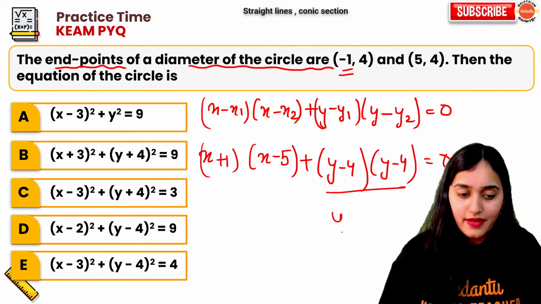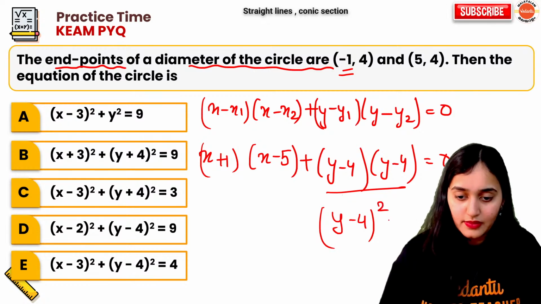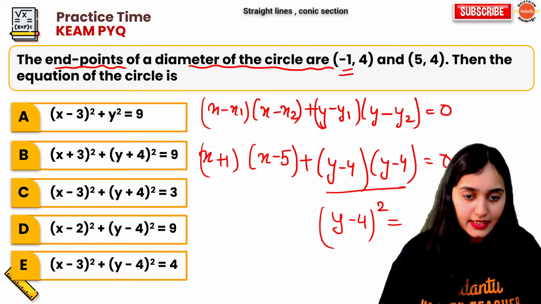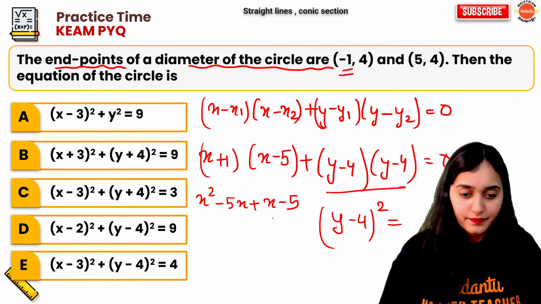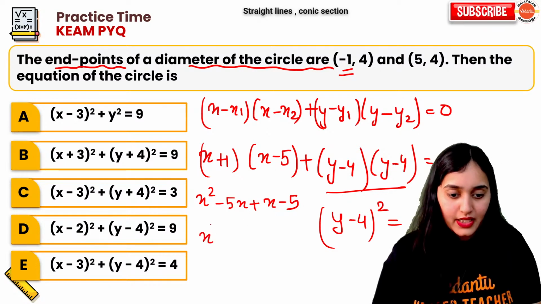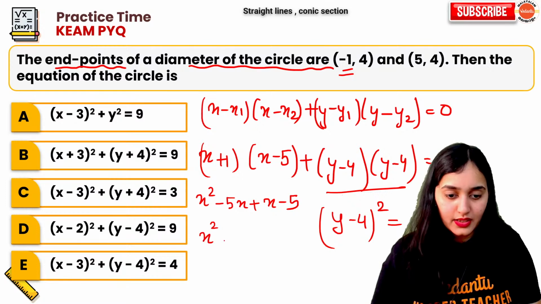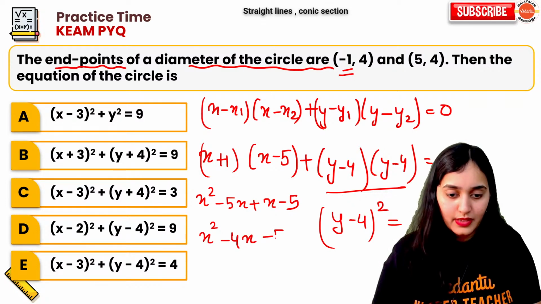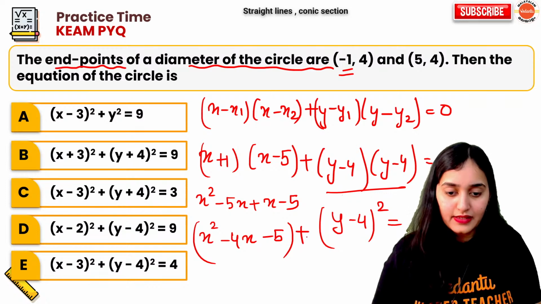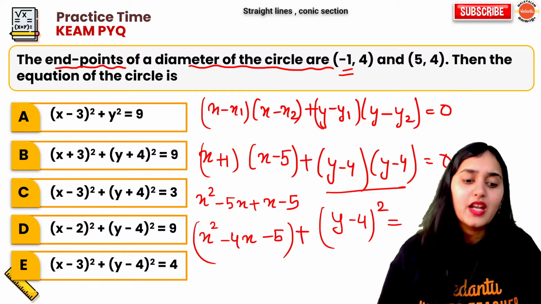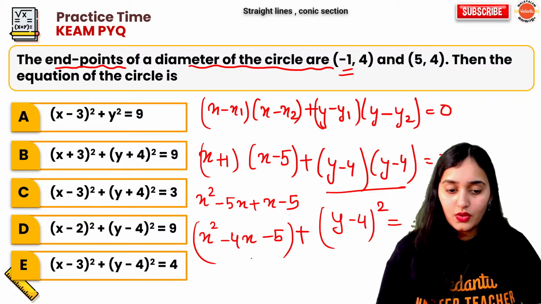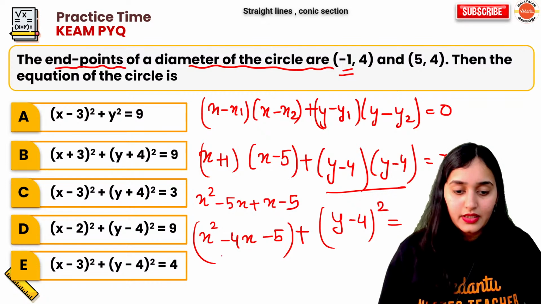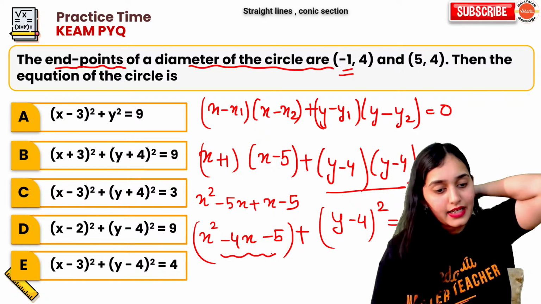So this is directly y minus 4 whole square, and here what do we get? x square minus 5x plus x minus 5. So you have here x square minus 4x minus 5 plus y minus 4 whole square is equal to 0. Now we need to convert it into some standard form. So first, can we simplify this quadratic equation?